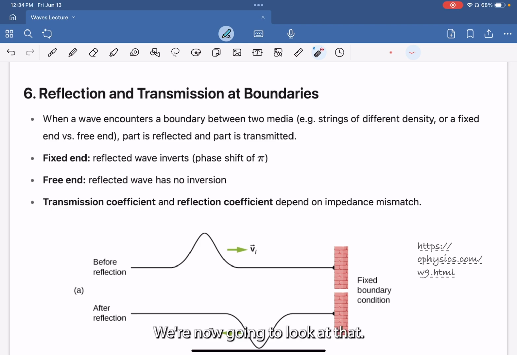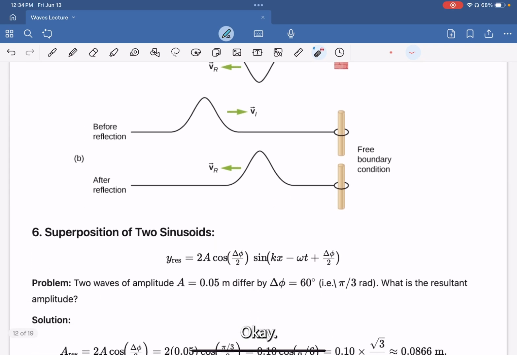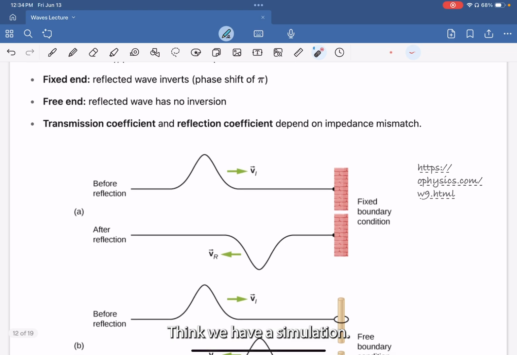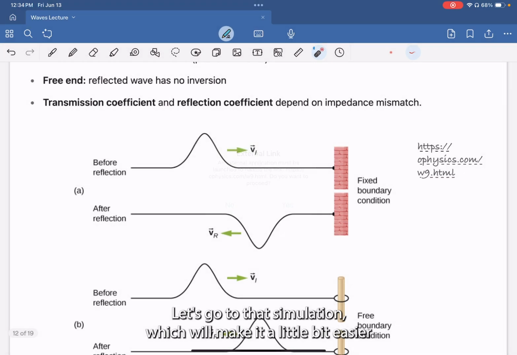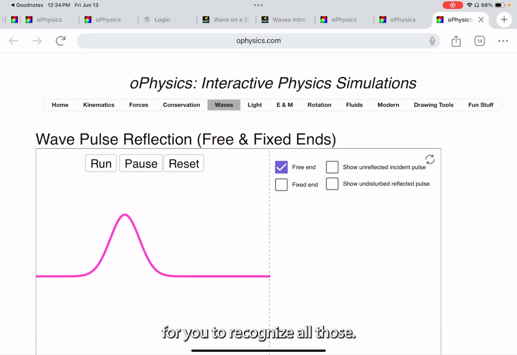We're not going to look at that, and this is a term in electricity. It depends on how strong the boundary is or how weak it is. I think we have a simulation. Let's go to that simulation, which will make it a little bit easier for you to recognize all this.